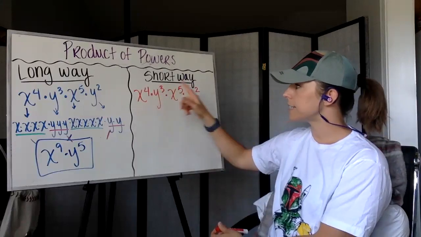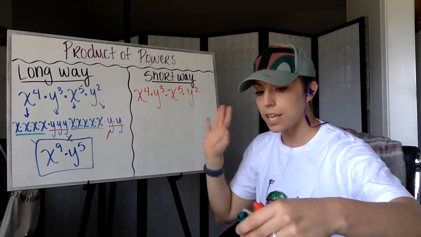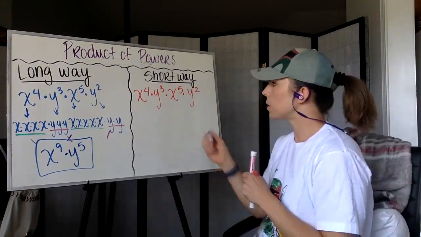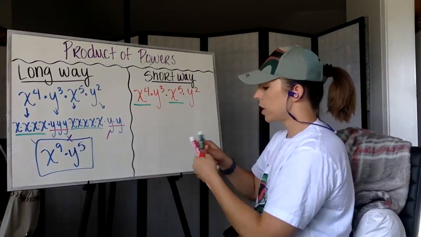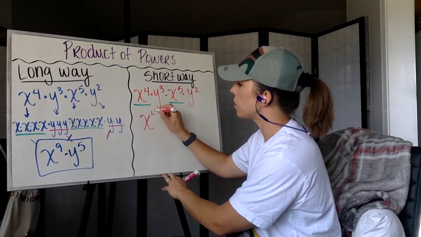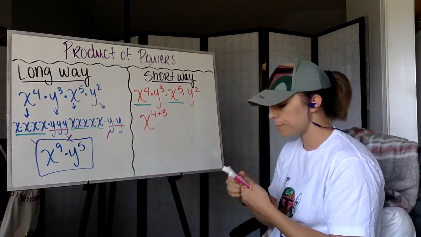There are 4 x's here and 5 x's here, 3 y's here, 2 y's there. So keeping it all really the same idea, I'm just going to total it up. So I have 4 x's there and 5 x's there. So that means I'm basically multiplying x to the 4th and then 5 more times. I'm just going to add up those exponents.